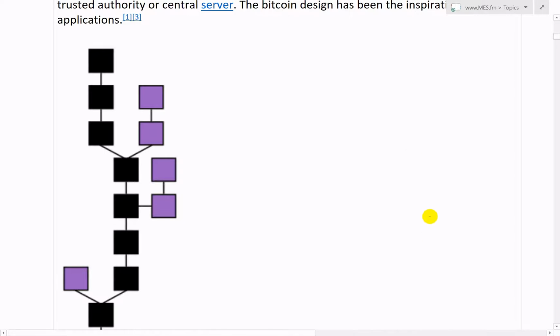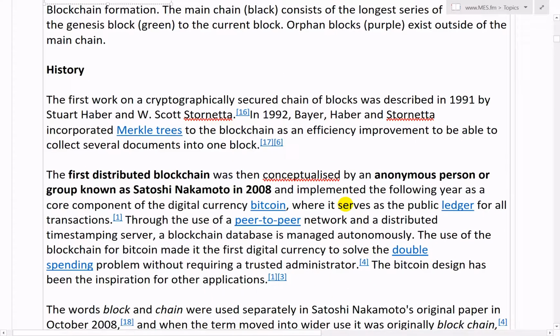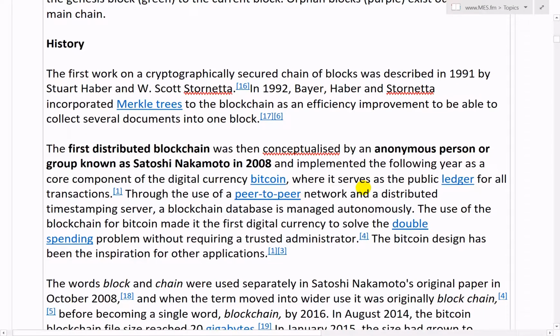So let's just go further on. Yeah, so let's just look at the history briefly here. The first work on a cryptographically secure chain of blocks was described in 1991 by Stuart Haber and W. Scott Stornetta. In 1992, Bayer, Haber, and Stornetta incorporated Merkle trees to the blockchain as an efficiency improvement to be able to collect several documents in one block.